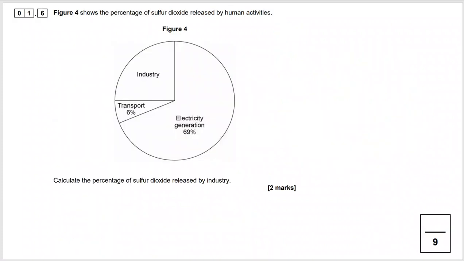Finally, on question 1, we have 1.6. Figure 4 shows the percentage of sulfur dioxide released by human activities. We're told the value for electricity generation and transport. So what is left for industry?